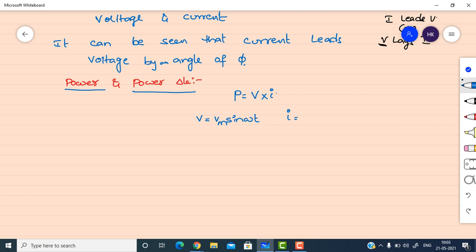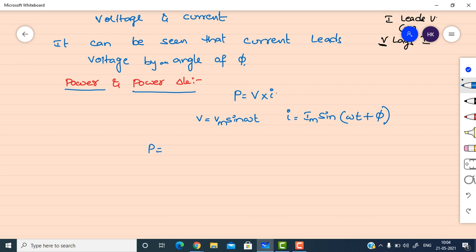From the above phasor diagram we got current is leading with respect to the voltage. Then what is the equation for the current? Im sin, leading means plus or minus in the equation? Plus, so omega t plus phi. The angle is phi. Leading by an angle of phi means omega t plus phi. Plus sign indicates the current is leading nature. So this is the current equation.